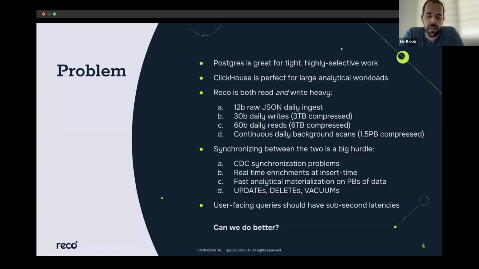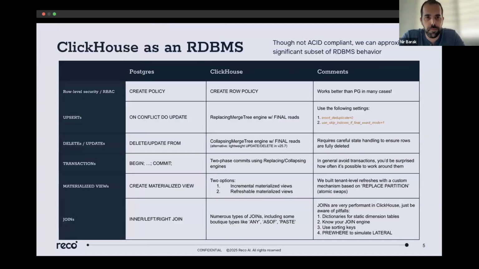If somebody has ever seen long-run vacuum jobs in your Postgres, I hope you can feel the pain I'm familiar with. So, okay, let's get to some actual details. ClickHouse is not a relational database, right? And it's not ACID compliant.